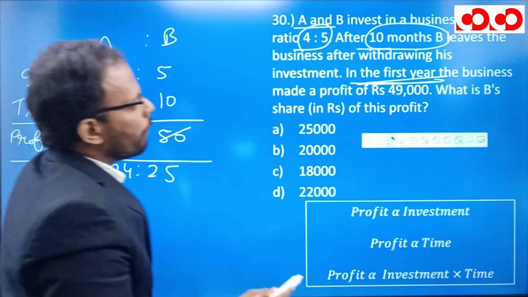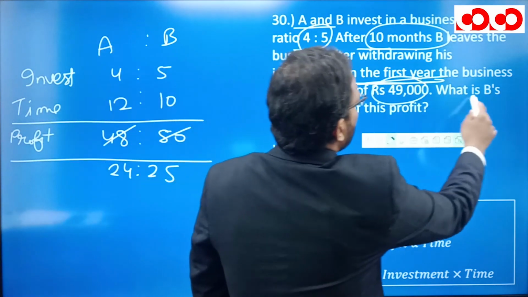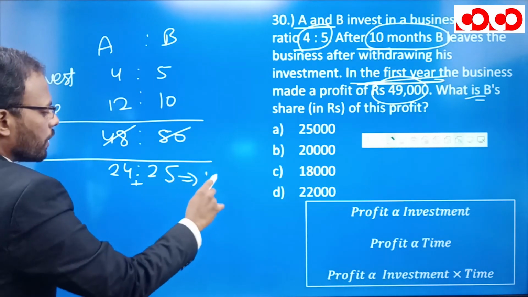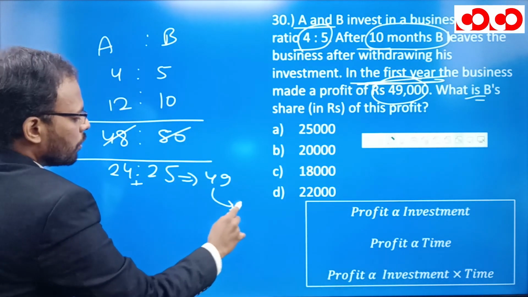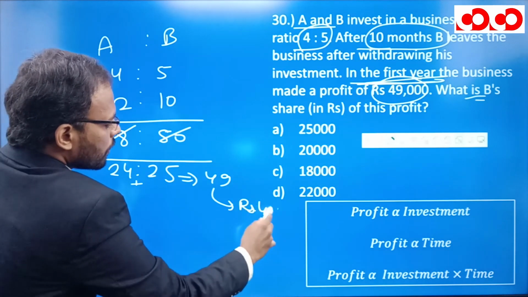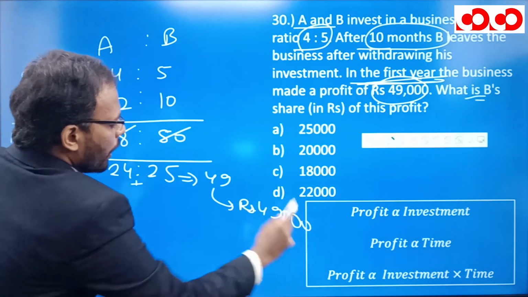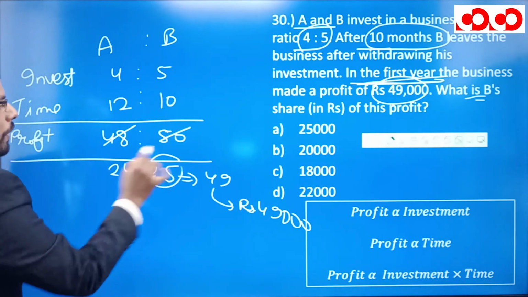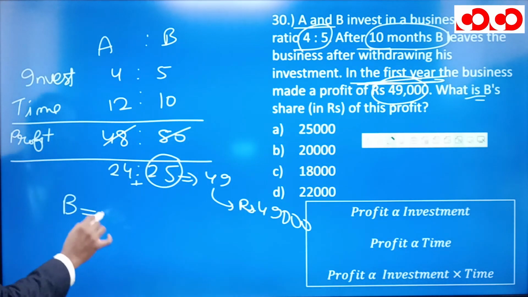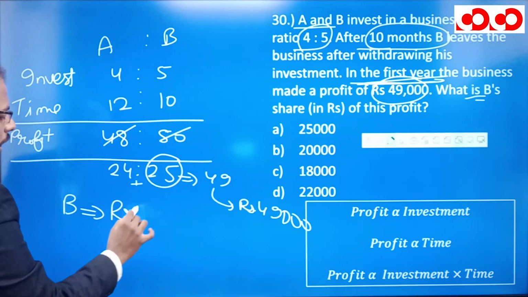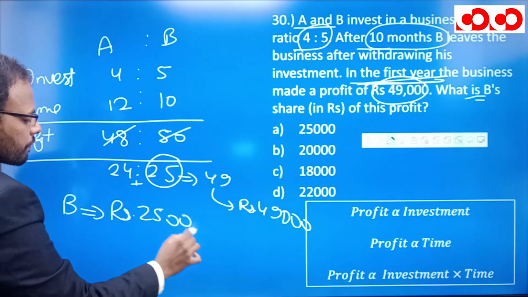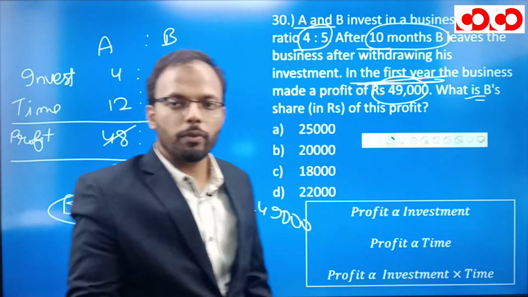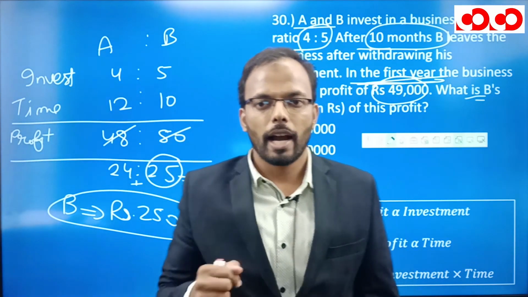Now the total profit is 49,000. And what is the profit of B? So if I add both, we are getting 49, and 49 is equal to rupees 49,000. Means 1 is equal to 1,000. B's profit is asked. B is getting 25, which is equal to 25,000, because 1 unit is what? 1,000 rupees. So 25 units will be 25,000 rupees. I hope it is clear.